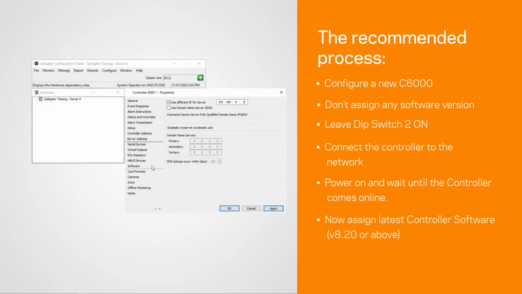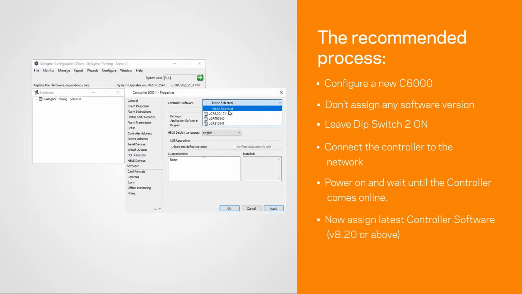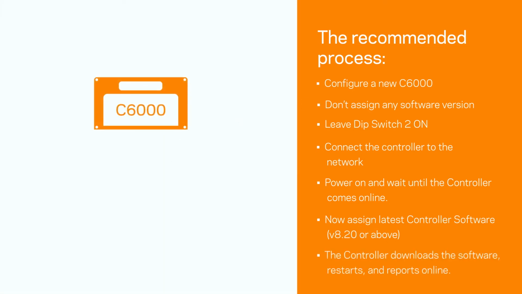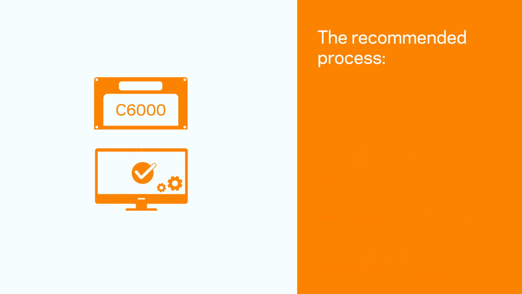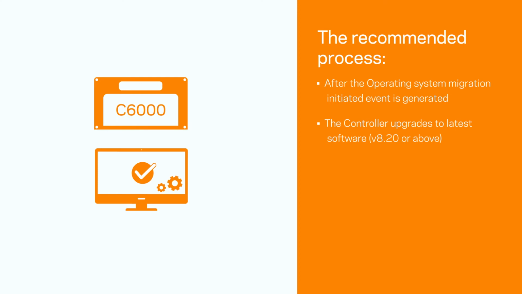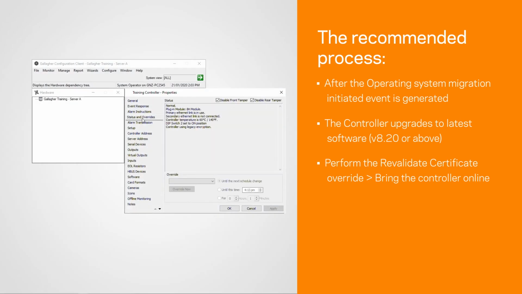Now assign the latest controller software, version 8.20 or above. The controller downloads the software, restarts, and reports online. After the operating system migration initiated event is generated, the controller upgrades to the latest software, version 8.20 or above. Next, perform the revalidate certificate override on the controller to bring it online.